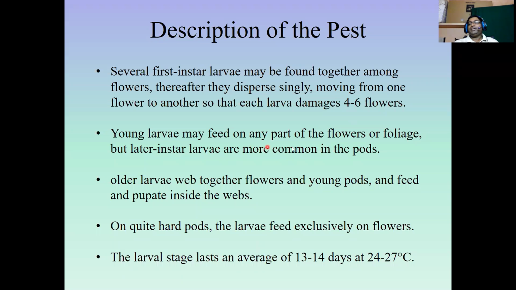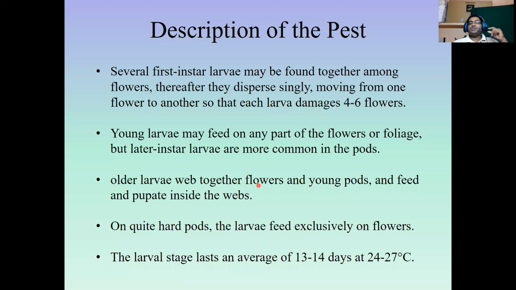So young larvae may feed on part of the flowers and the foliage. If the flower is damaged, you cannot expect it to produce pods. But later instar larvae are more common in the pods, right? Once the larva is fully grown, it makes a round cut and goes inside the pods, and it will eat the seeds, entire seeds, right? Older larvae bind together flowers and young buds and feed, and pupate inside the webs. Once it's fully grown, it's going to pupate.